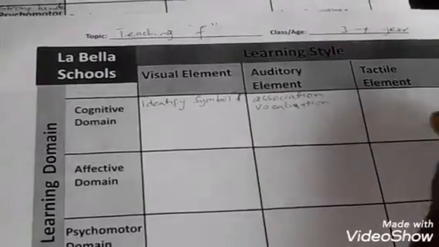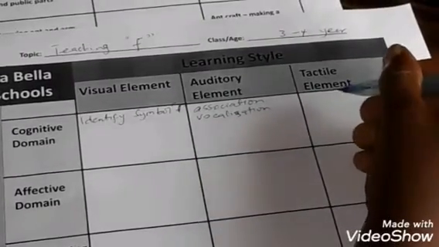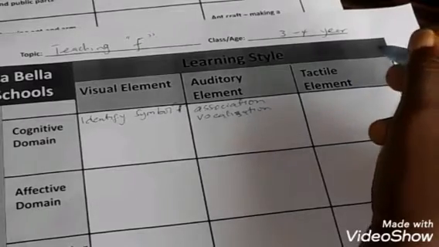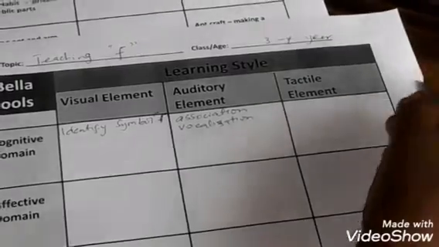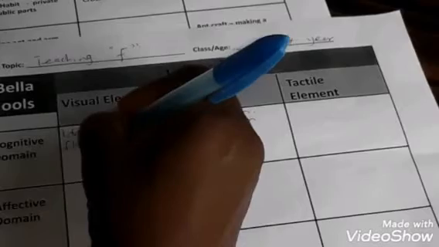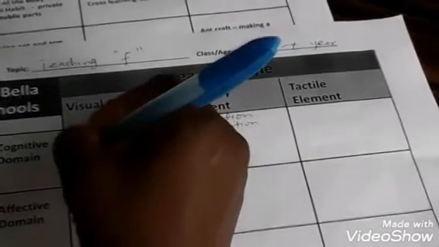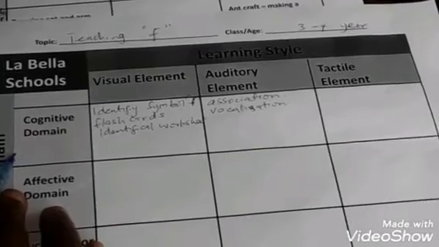And then you have the tactile element. What activities am I going to introduce to help this child to actually experience this lesson? So with this, you begin to think, for this child to identify, I probably want to introduce flashcards. I want to introduce ID, that's identification worksheets. And this is still under the cognitive domain.